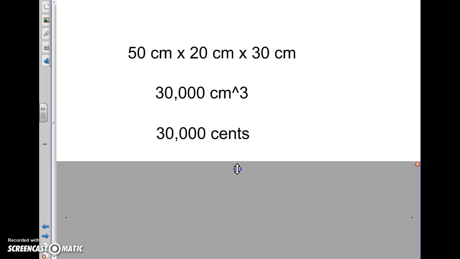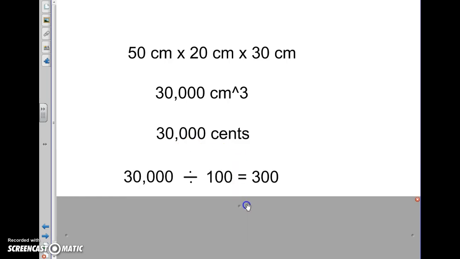Okay. So, keeping in mind that there are 100 cents in a dollar, right? We are going to take this 30,000 cents and divide it by 100. That's going to give us 300. Another way to think about this, just like when you multiply by 10, you move it over to the left one place value, right? Or you multiply by 100, you move it over 2 times. If you divide by 100, we're going to move it over to the right 2 places, right?